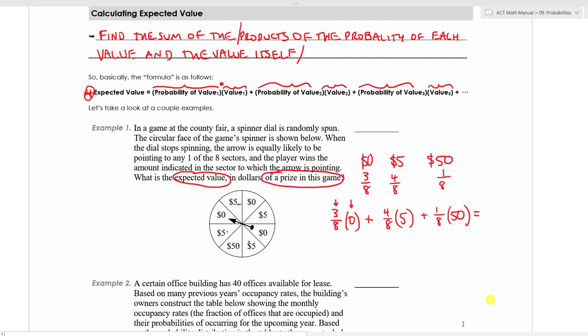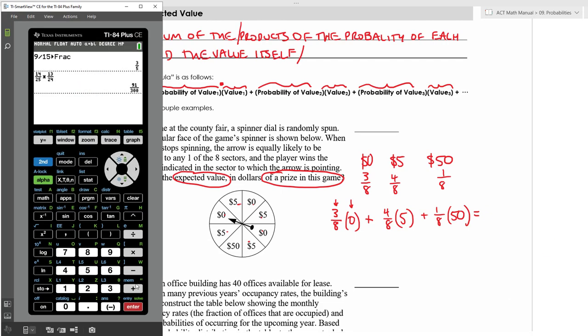We do this in the calculator so we don't make any careless mistakes, although this first one should be really easy. That's just 0. We add that to 4/8 of 5. Again, you can do this in the calculator. I'm just going to go ahead and write 2.5. And then 1/8 of 50. I'm going to do alpha F1, 1/8 times 50, and I am going to get 25 over 4.